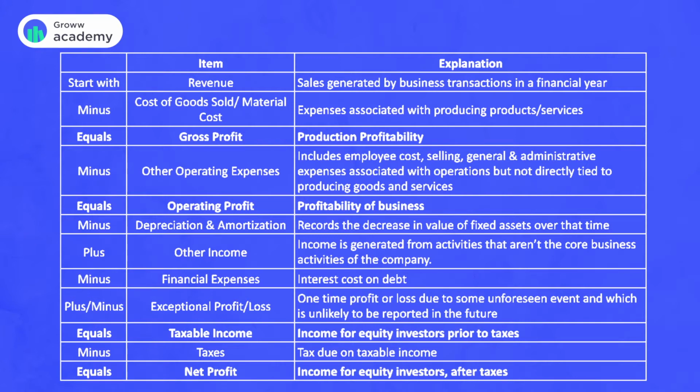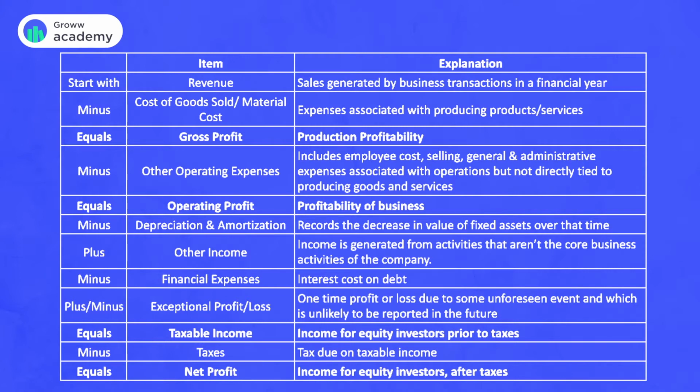Now you subtract financial expenses. Now interest cost on debt, right? Whenever we take on debt, we have to pay interest. Companies need to do the same and all interest cost gets recorded here. Now you do plus or minus exceptional profit or loss. Now what is exceptional profit or loss?